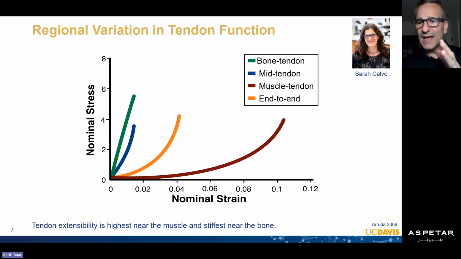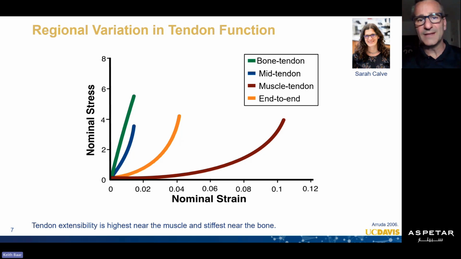And then what was happening is that the tendon is a variable mechanical tissue. What that means is it's stretchy on one side, it's stiff on the other side. When we add to that, that's loading at a constant rate.